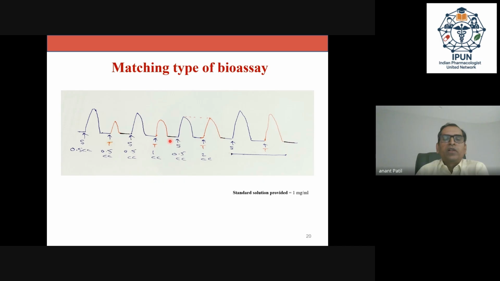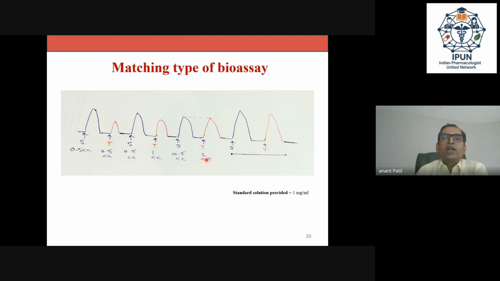Between these two, obviously, as I said, the tissue has to be washed and given some rest. Now I increase the dose again. So I have taken 0.5 first, then 1 ml, and then 2 ml. With this 2 ml, now my contractions are equal. Now, I know 0.5 cc is 500 microgram. This 0.5 cc is equal to 2 cc of the test.